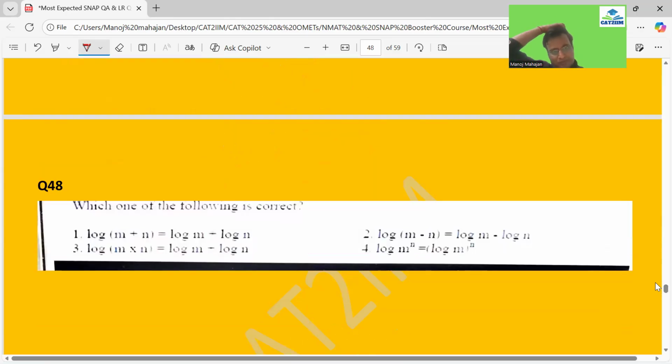Now, this was a straightforward problem. Straight away on the log property, the SNAP people have given this. So this is actually plus. If not visible, let me write it. This was also plus. So you don't have any property like this. This is also wrong, right? This is the right property. So you should know there are 6, 7 properties of log. Just revise them.